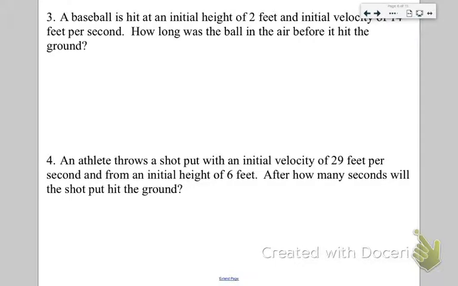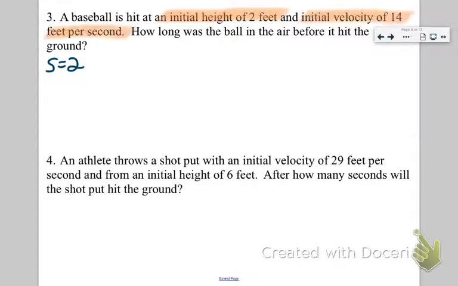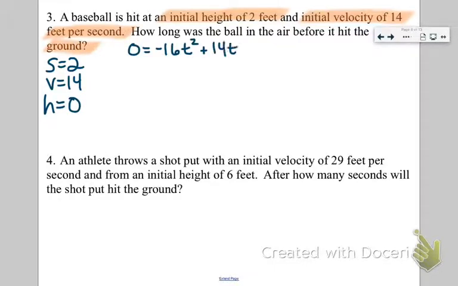Right, number 3, a baseball is hit at an initial height of 2 feet. So because it's the initial height, our S value is 2. The velocity is 14, v equals 14. How long was it in the air before it reached the ground? Setting the height equal to 0. Plug it in. 0 for height, 14 for velocity, and 2 for S.